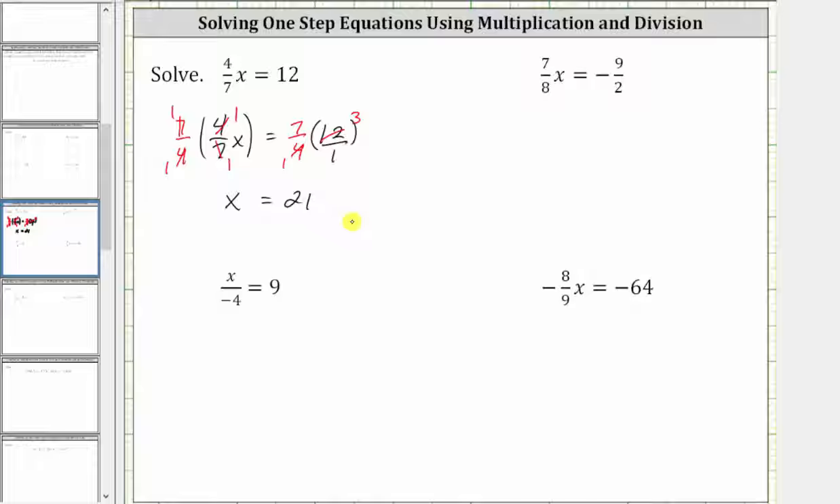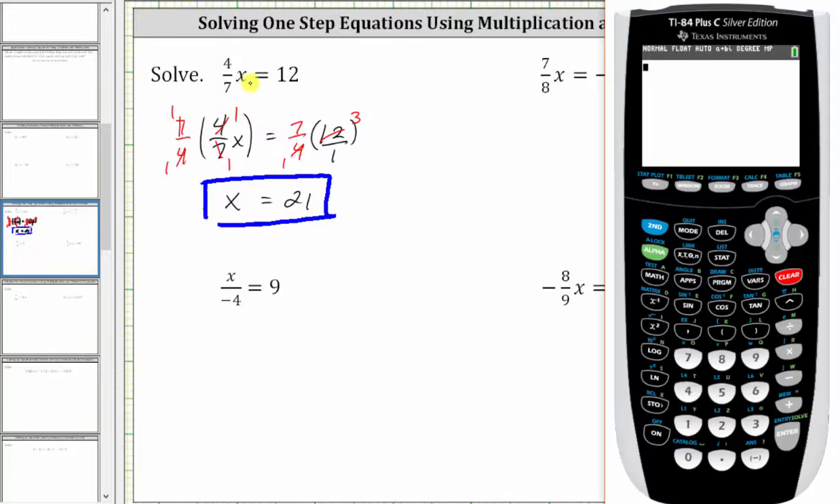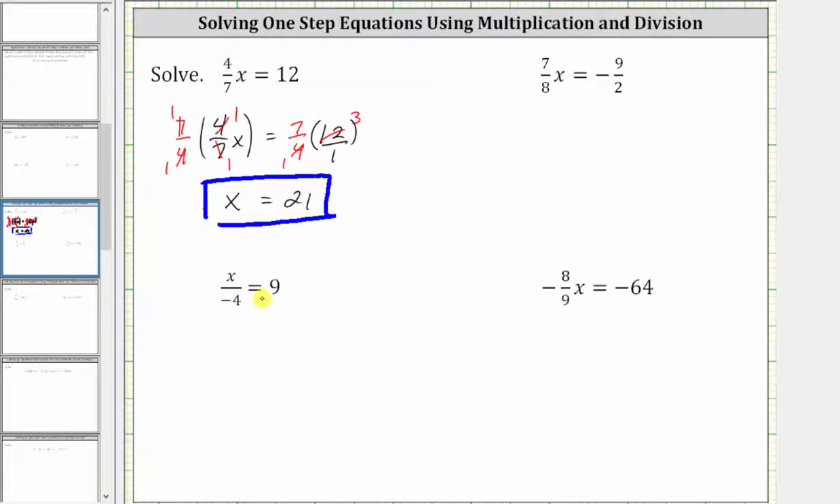Which means if we substitute 21 back into the original equation, it will satisfy the equation. And let's go ahead and check this on the calculator. If we substitute 21 for x, we have 4/7 times 21, which notice is equal to 12, and therefore our solution is correct.